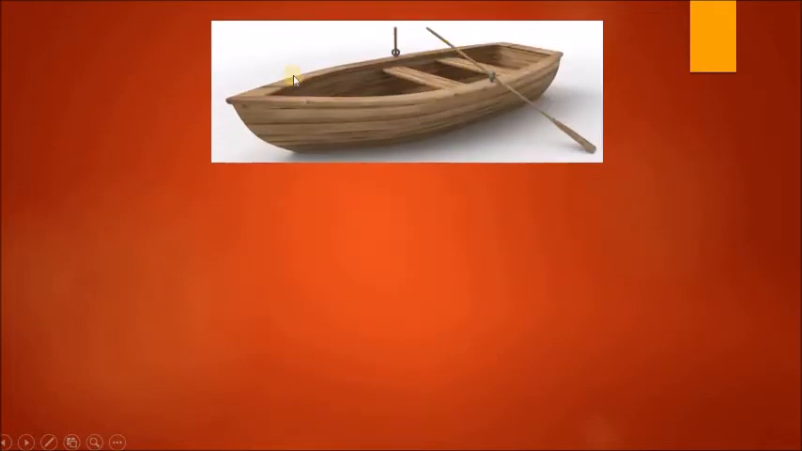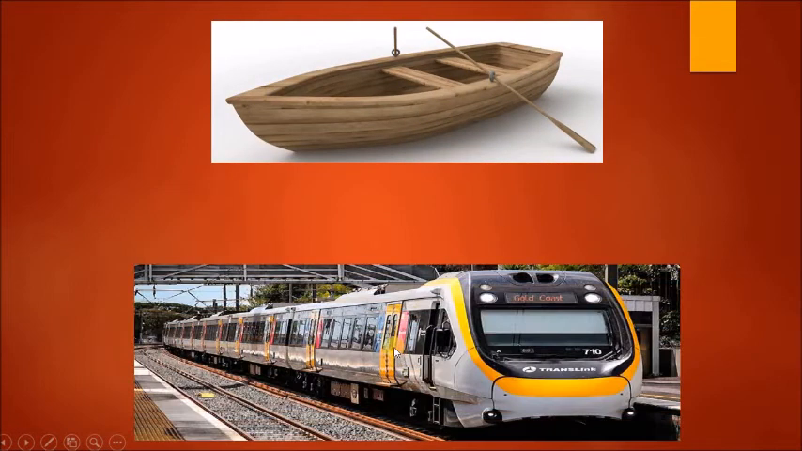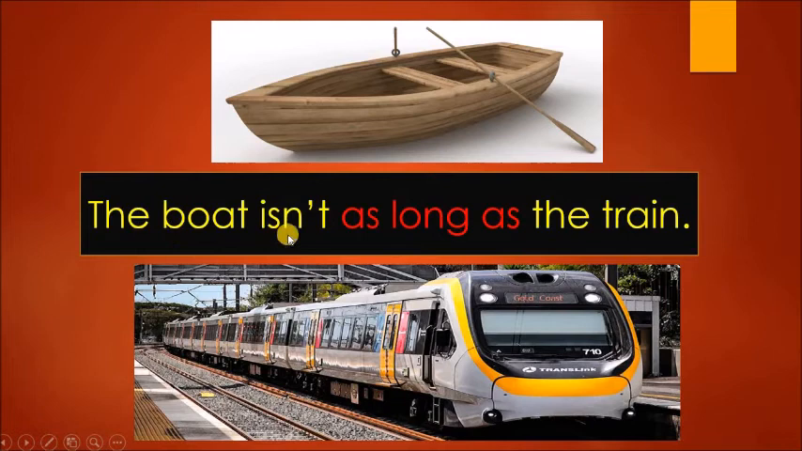Look at another example. Here we have an object. It's a boat. And here we have a train. The difference is very notorious. There is a notorious difference. So, if we mention first the boat and we use the structure as long as, we can say that the boat isn't as long as the train. We use the negative form because they are different. The boat isn't as long as the train.